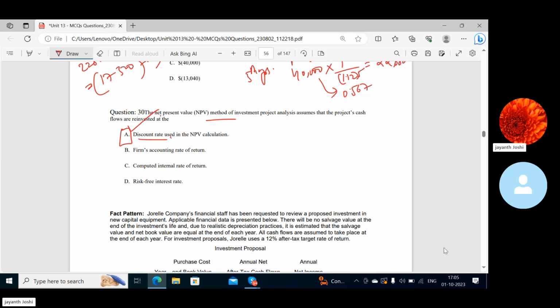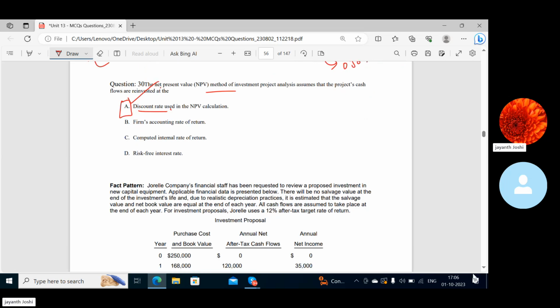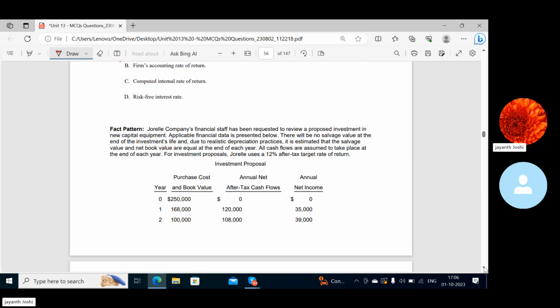IRR is a separate method. NPV is a separate method. My mistake, sorry. The reinvestment assumption here is always at the cost of capital, the discount rate. Whatever positive NPV you get, you can reinvest it at this particular rate, the discount rate which is used in NPV.